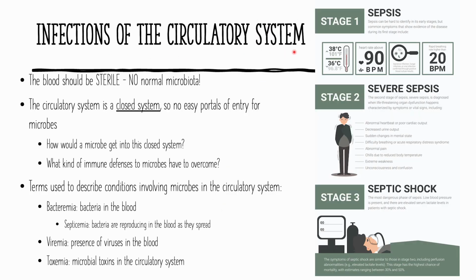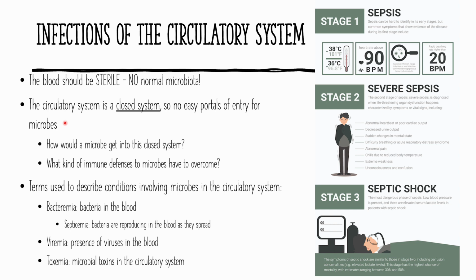Now, infections of the circulatory system, just kind of a general overview. So our circulatory system, our blood, should be sterile. There should be no normal microbiota in your blood. And our circulatory system is a closed system. So there's no easy portal of entry for a microbe. One, it's a closed system because it's transferring oxygenated blood and then coming back deoxygenated to the heart, becoming oxygenated. Yes, it's closed that way, but you can also think of it as kind of closed within you. So your blood vessels aren't just open to the environment. Kind of like our skin is constantly in contact with the environment.